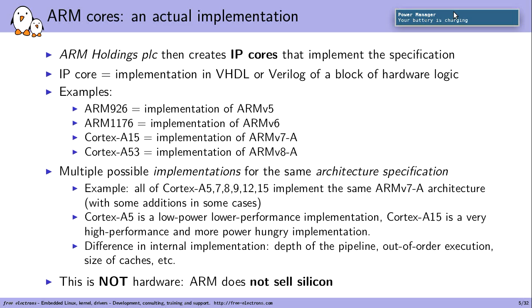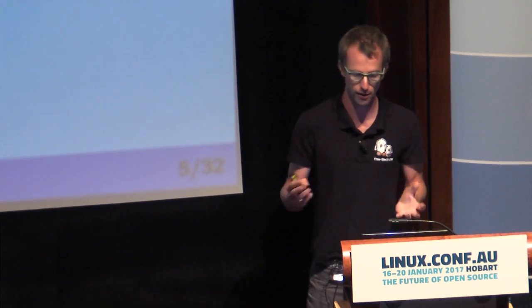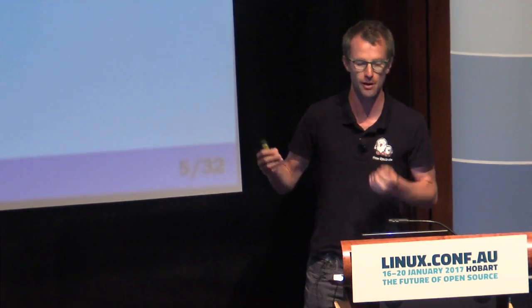So Cortex-A15 is, for example, a very performance-oriented implementation. It has a very deep pipeline, lots of out-of-order execution logic, and lots of complicated logic to improve the performance, but that requires more transistors, so you get a bigger CPU, which consumes more power. On the other side of the spectrum, something like Cortex-A5 is much more limited in its performance, but also consumes less power. But they implement the same specification, so they can run the same code.